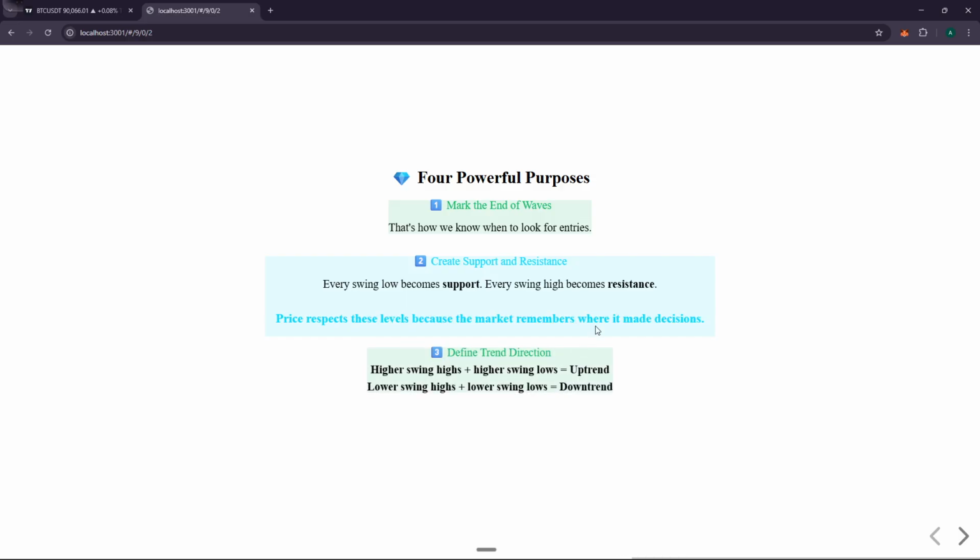Okay. Third is that they define trend direction. Higher swing highs, higher swing lows, that's uptrend. Lower swing highs and lower swing lows, that's downtrend. Simple, right? Now, fourth, they provide entry and exit points, and we buy at swing lows in an uptrend, and we sell at swing highs in a downtrend, and we exit when swing structure breaks.